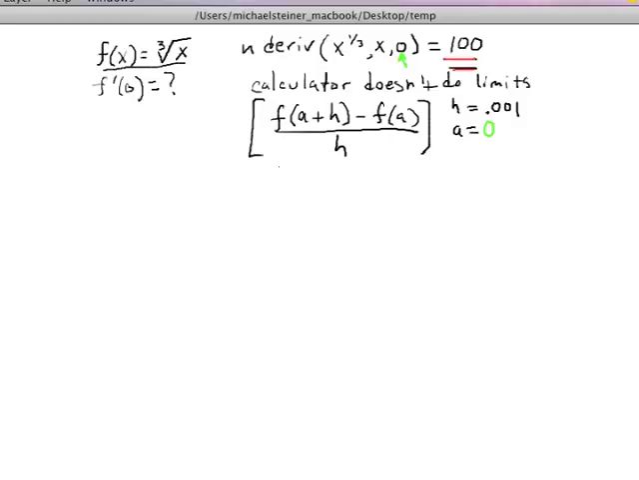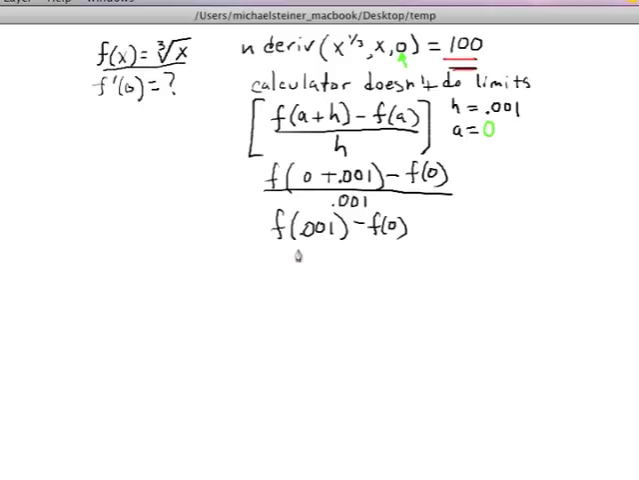So I'm going to write 0 right there. Okay. So we have f of a plus h, and that's 0 plus 0.001 minus f of 0 divided by h. Oops, I just said h is 0. I'm sorry, h is 0.001. And so this is f of 0 plus 0.001 minus f of 0 over 0.001.